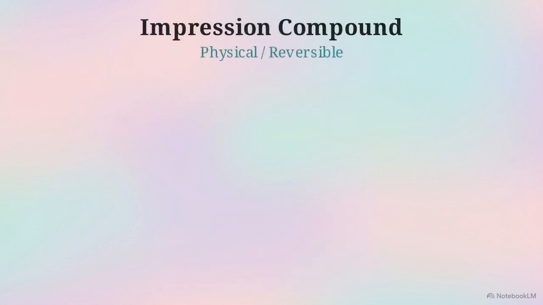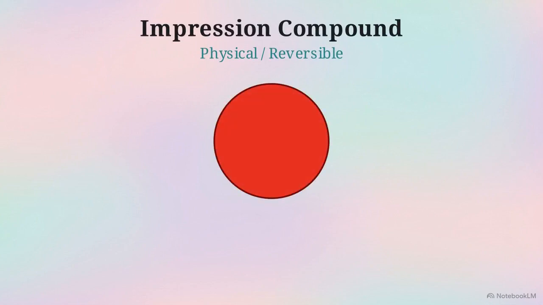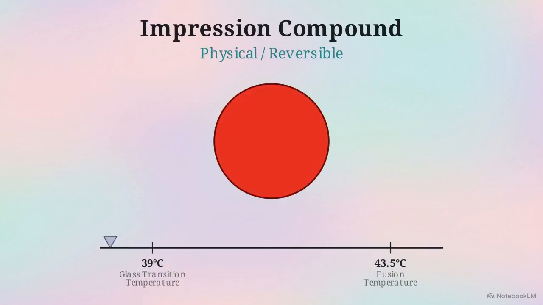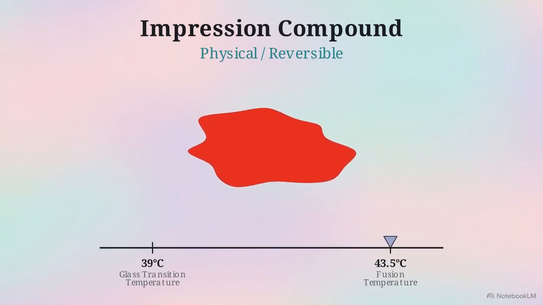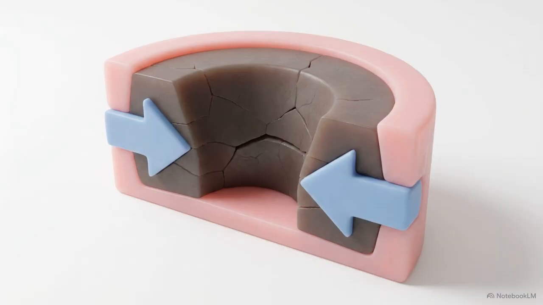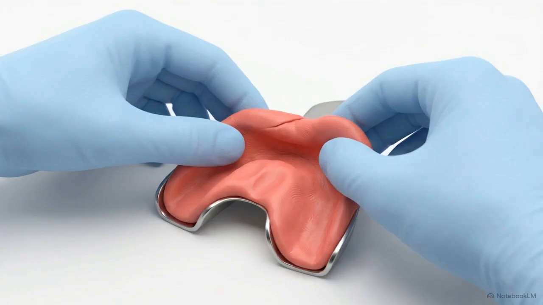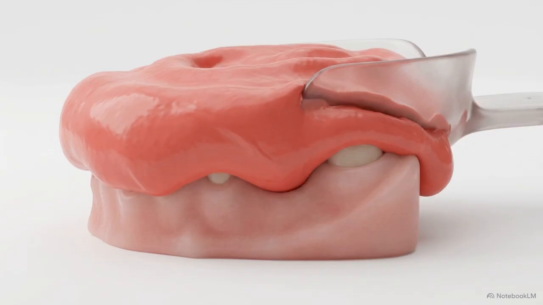Impression compound is a physical, reversible material in this rigid quadrant, operating on a thermoplastic phase change. This timeline highlights its narrow thermal window. At 39 degrees Celsius, its glass transition temperature, it begins softening, but only achieves clinical plasticity at its fusion temperature of 43.5 degrees Celsius. Because the compound has exceptionally low thermal conductivity, the outer layers soften rapidly while the core remains rigid. It requires heavy mechanical kneading to achieve uniform plasticity. This highly viscous consistency results in a mucocompressive material that physically displaces soft tissue under pressure.